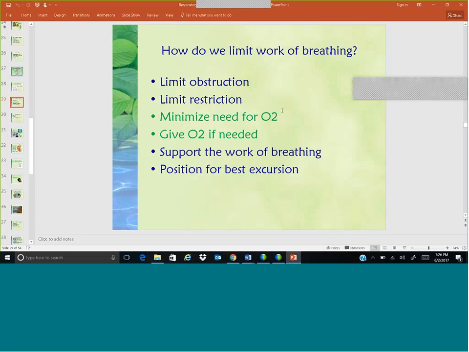So that is one reason to think about why we need to minimize the need for oxygen and only give oxygen if needed in a COPD patient or a retainer patient. In a normal patient, it's okay to give them oxygen. You're not going to hurt them. But in someone who retains carbon dioxide, or a COPD patient, you have to be very careful in how much oxygen you actually give them.